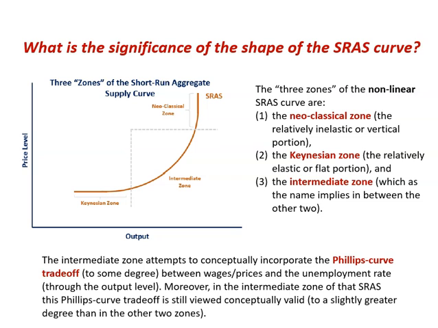The importance of this is whether there is a high or low degree of trade-off between wages and prices and the unemployment rate, which is the Phillips curve trade-off. In the intermediate zone of that SRAS, the Phillips curve trade-off is still viewed as conceptually valid, to a slightly greater degree than in the other two zones.